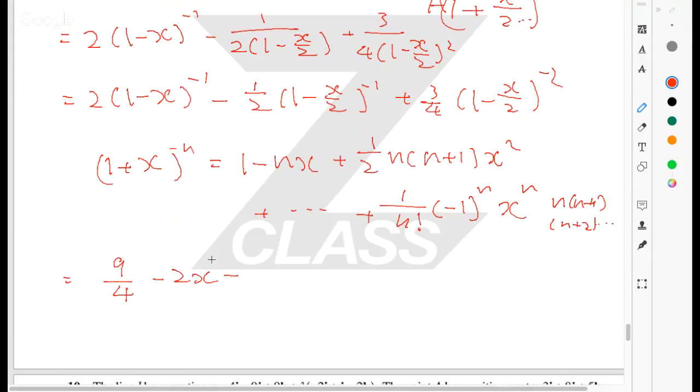Wait a second. Is this what you got in the end? I got 9 over 4 plus 5.2x plus 39 over 16 x squared. Okay, I guess that just shows you how easy it is to make mistakes in this kind of calculation. I just realized it doesn't add up. It's a lot of calculation, but really there's no deep theory behind it.